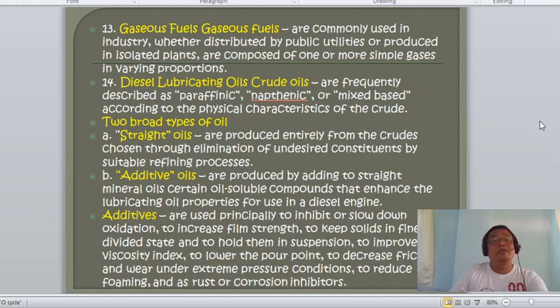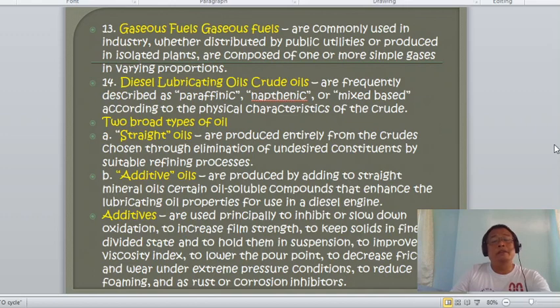Another, we have the gaseous fuels, commonly used in industry whether distributed by public utilities or produced in isolated plants. These are composed of one or more simple gases in varying proportions. Another is diesel lubricating oils. Crude oils are frequently described as paraffinic, naphthenic or mixed base according to the physical characteristics of the crude. There are two broad types of oil: the straight oils and additive oils.